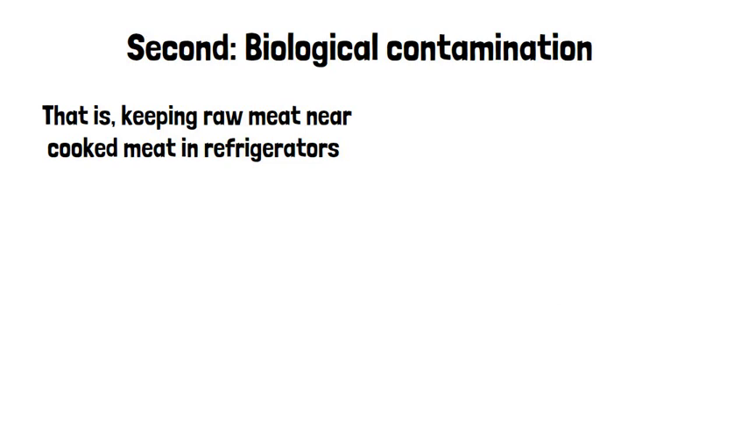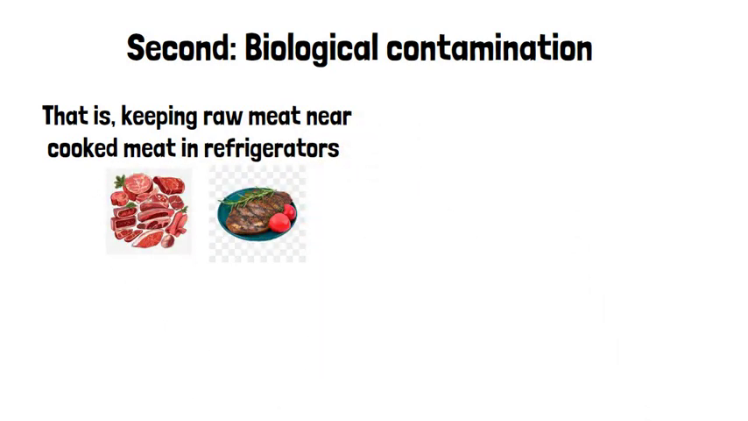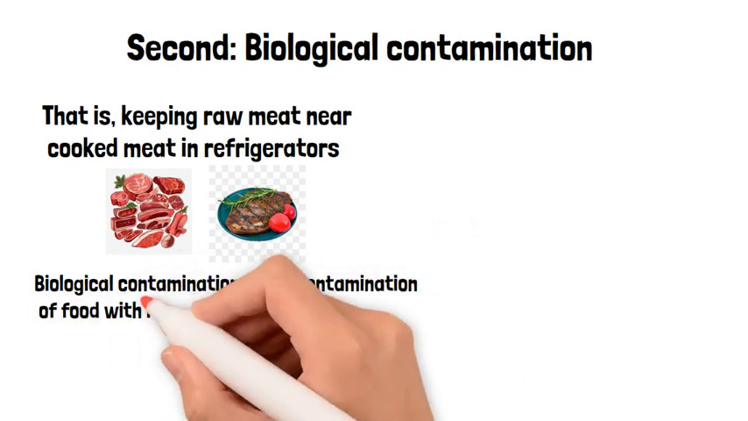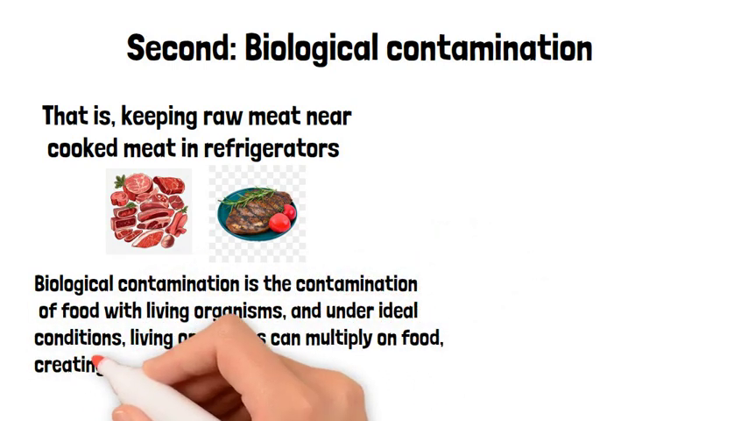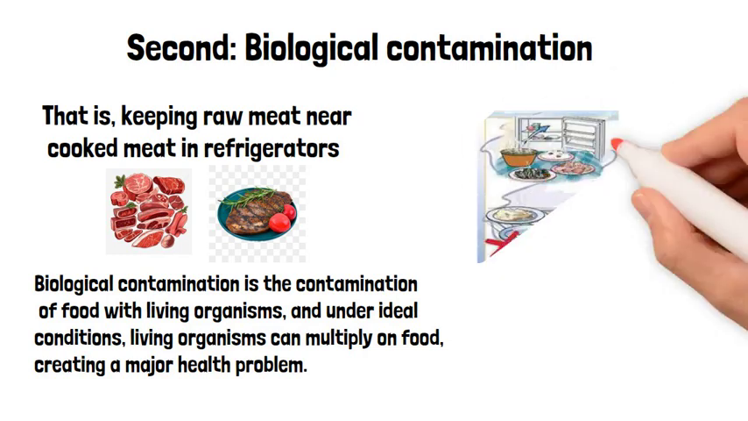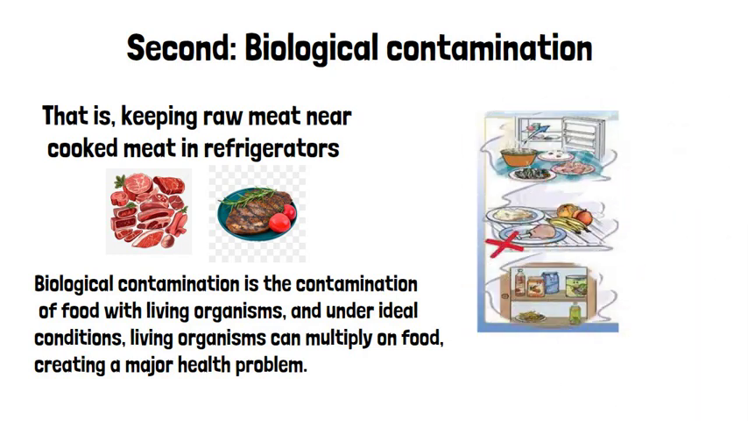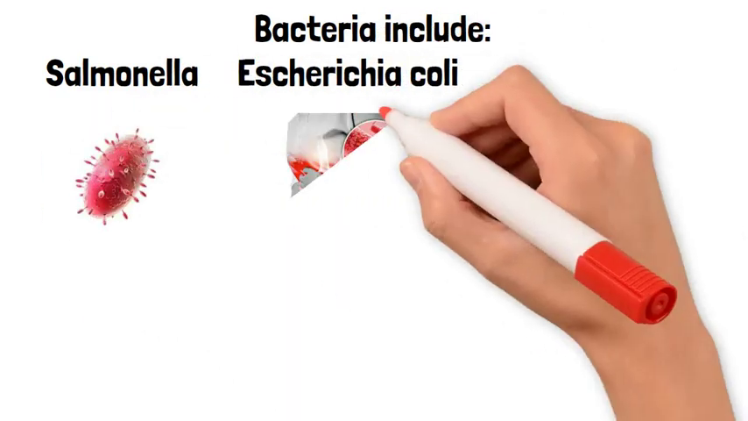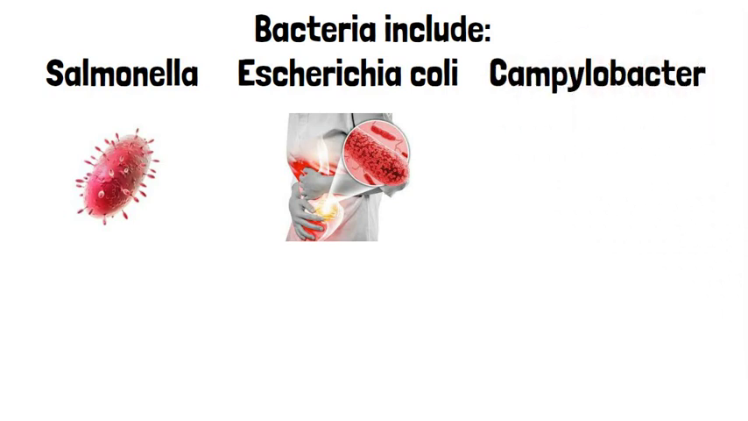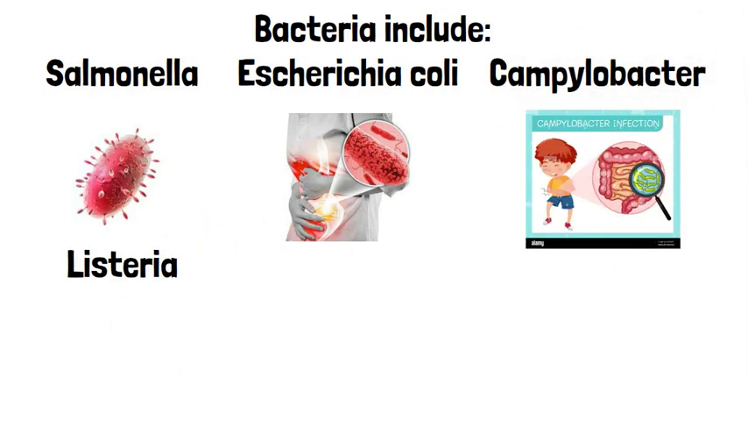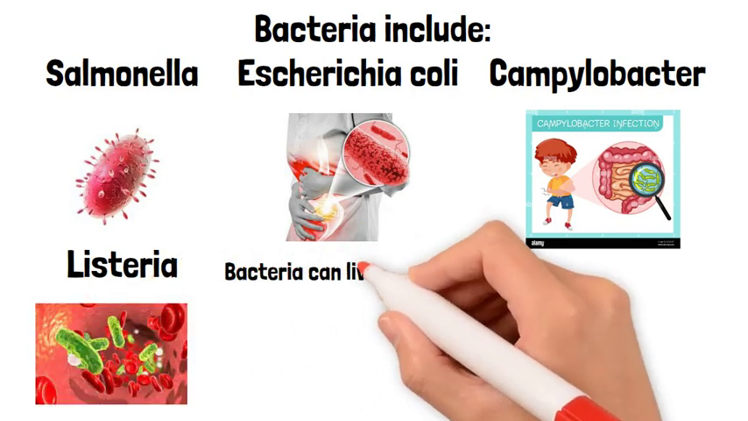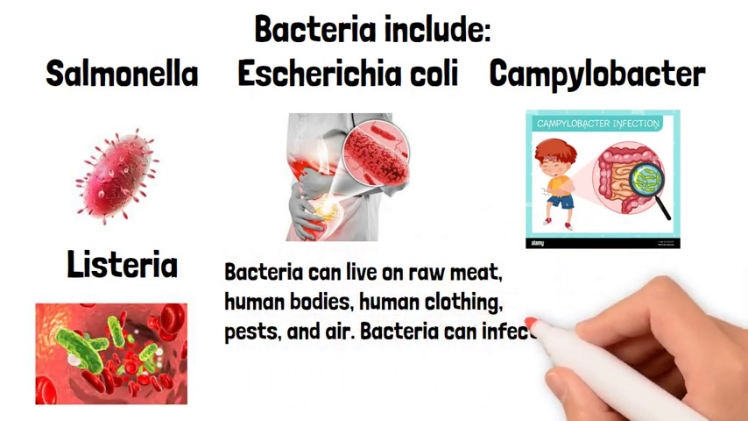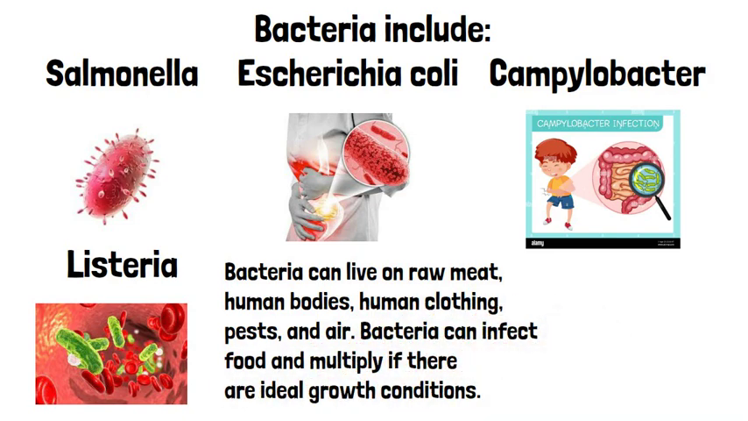Second, biological contamination. That is, for example, keeping raw meat near cooked meat in refrigerators. Biological contamination is the contamination of food with living organisms, and under ideal conditions, living organisms can multiply on food, creating a major health problem. Bacteria include Salmonella, Escherichia coli, Campylobacter, and Listeria. Bacteria can live on raw meat, human bodies, human clothing, pests, and air. Bacteria can infect food and multiply if there are ideal growth conditions.